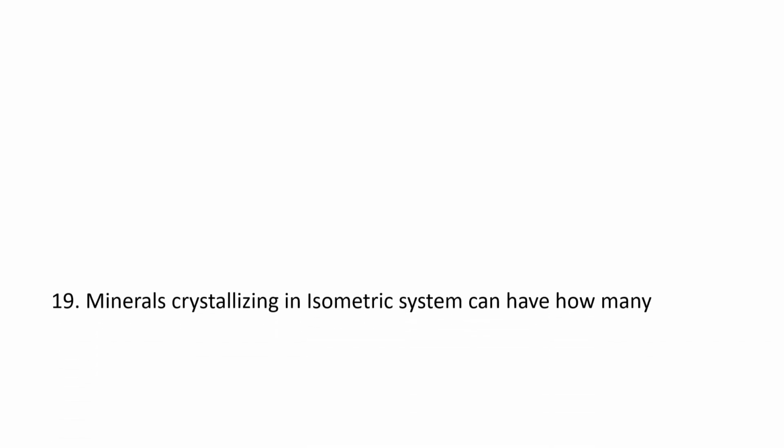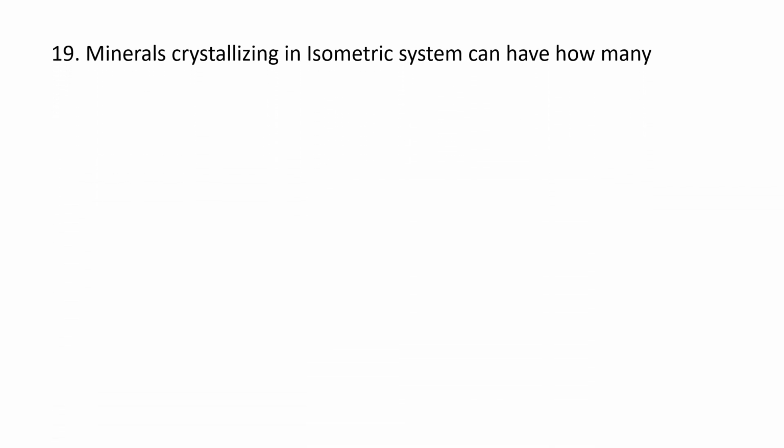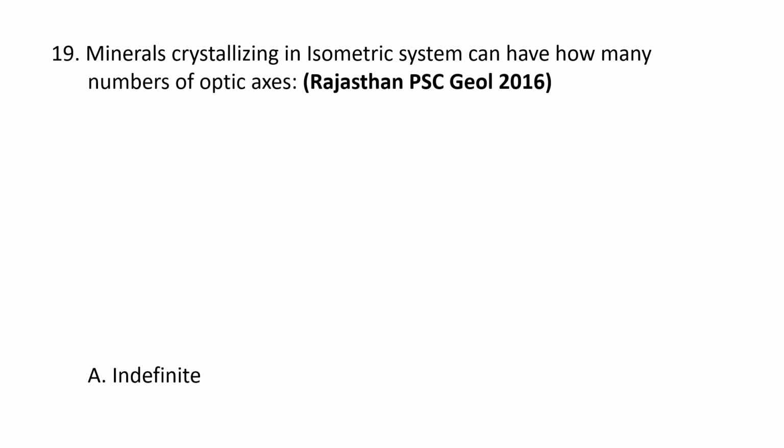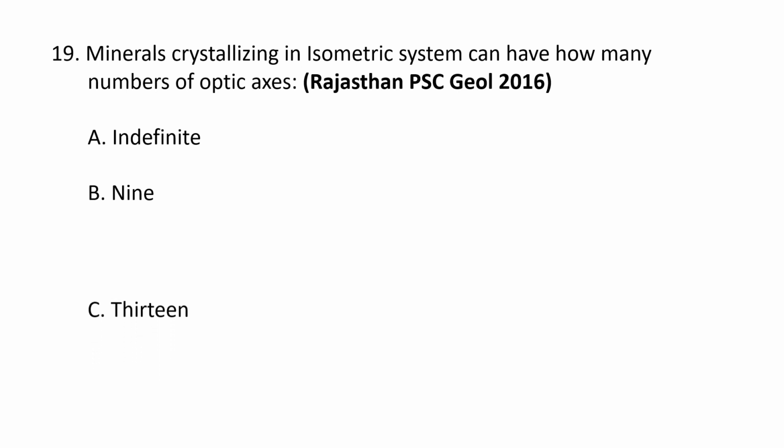Next question. Minerals crystallizing in isometric system can have how many number of optic axes? Choices are A. Indefinite, B. 9, C. 13, D. 0. The correct option is D. 0.